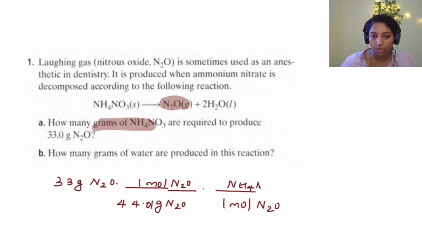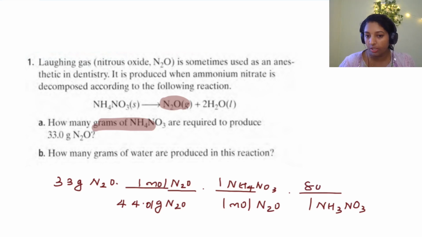So NH4NO3. Why am I writing 1 here? Because the coefficient of both of them is 1. Then 1 mole of NH4NO3, the molar mass is 80.043. Okay, so that you can get the answer. I got about 60.02 grams of ammonium nitrate.